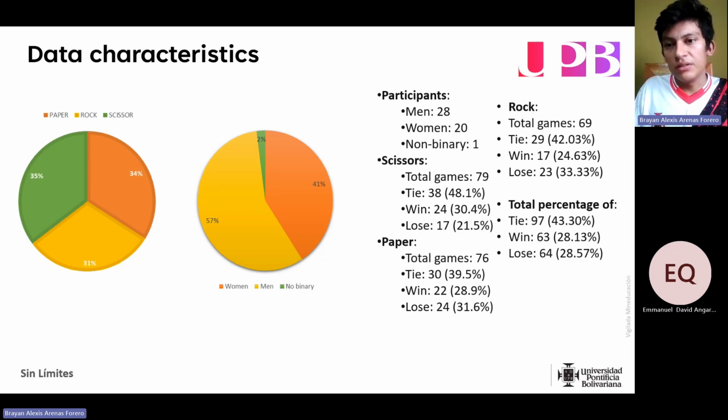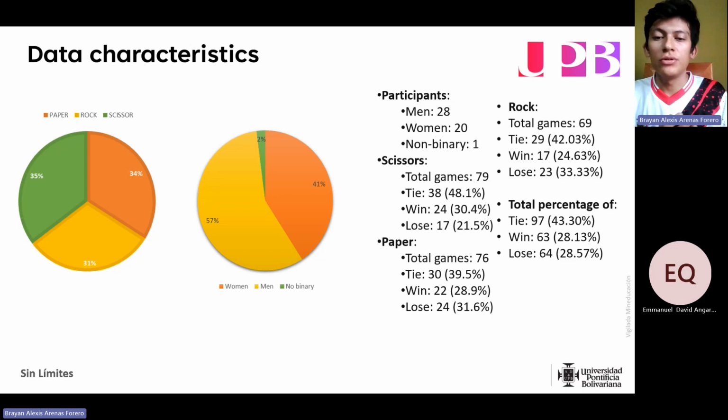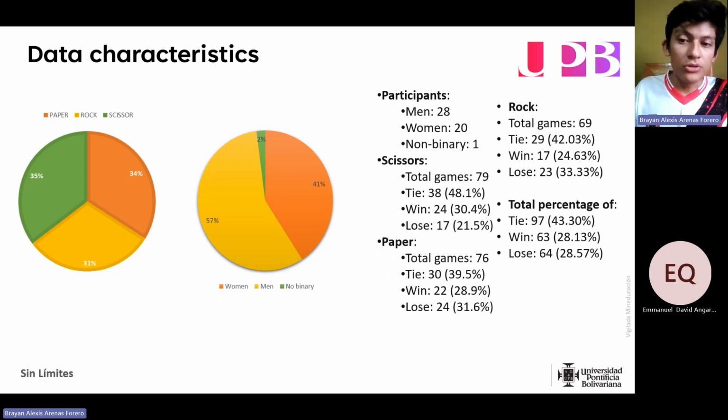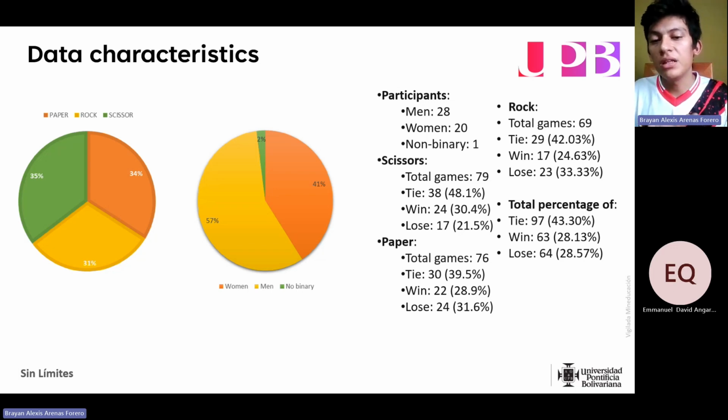Starting with the scissors strategy, there were a total of 79 games played. Interestingly, almost half of these games, 48%, ended in a tie. Moving on to the paper strategy, it was used in 76 games. The tie rate was slightly lower than the scissors strategy, standing at around 39%. The win rate was almost similar at 28%, but the loss rate was a bit higher.